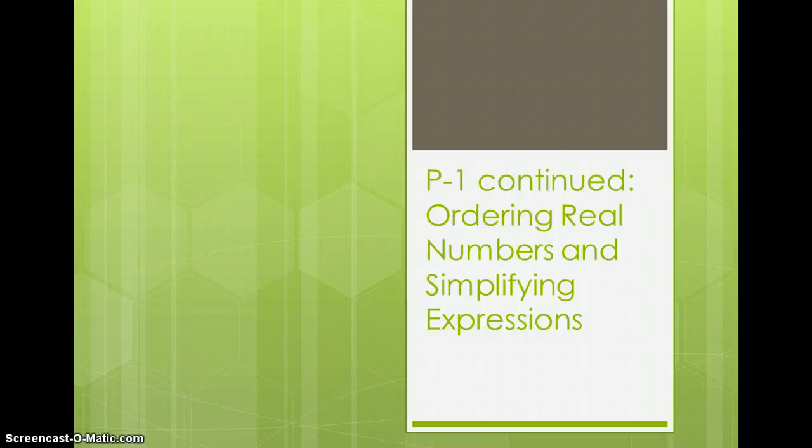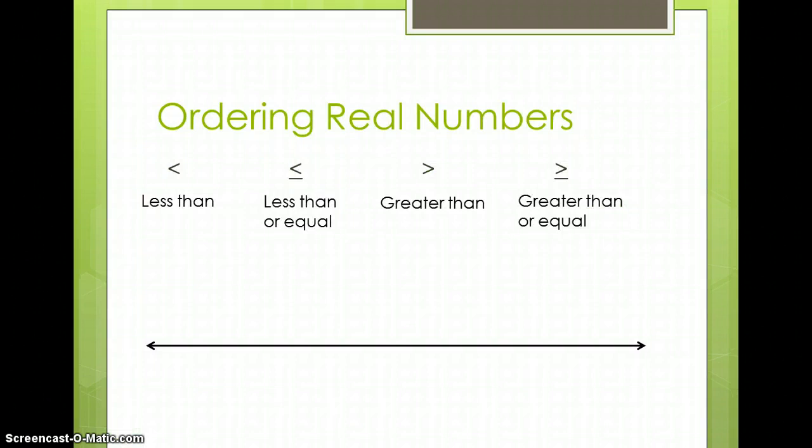Welcome to the video, finishing up section P1. We're going to look at absolute values, we're going to look at ordering real numbers, and we're going to go into a little bit more about the properties for simplifying expressions, algebraic expressions. The easiest part of this section is definitely going to be the ordering real numbers.